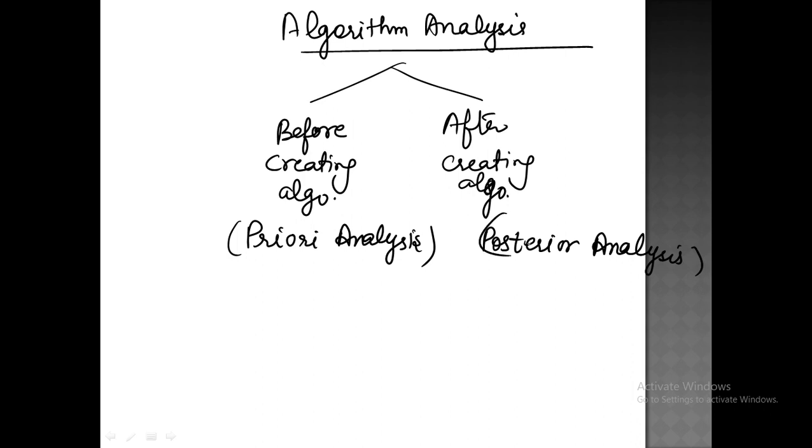Priori analysis is a theoretical analysis of an algorithm, which is done before implementing any algorithm. We consider various factors like processor speed, which has no effect on the implementation part. After creating the algorithm, posterior analysis is a practical analysis of the algorithm. It is used after studying the problems of the algorithm theoretically.